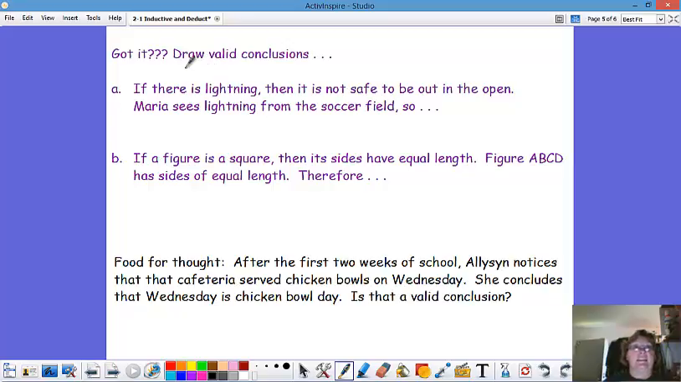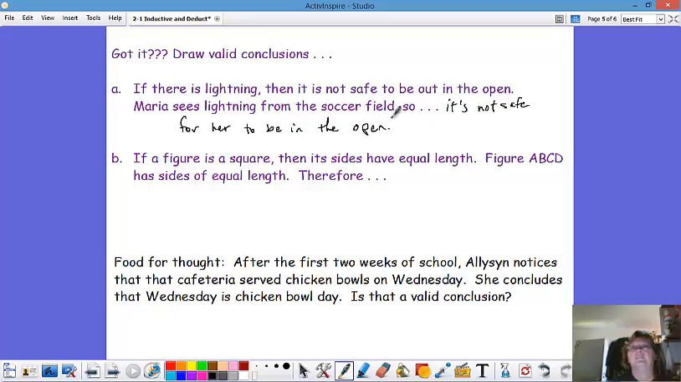Let's see if we do indeed got it. Let's see if we can make some valid conclusions. First one says, if there's lightning, then it's not safe to be out in the open, which is the fact. Okay, we know that that is the truth. Maria sees lightning. Here's somebody who had an example of the first thing happening. She sees lightning from the soccer field, so according to this statement, it's not safe for her to be in the open.